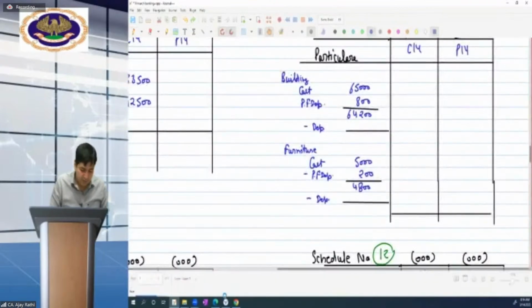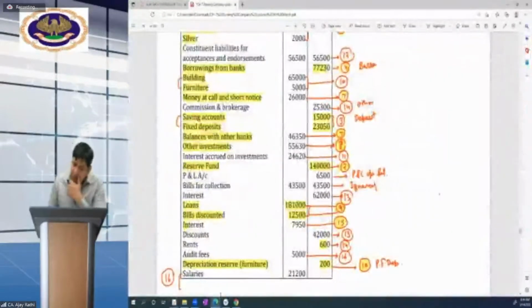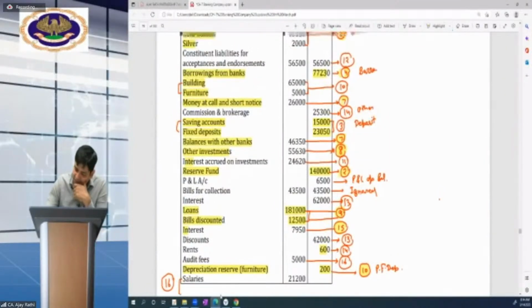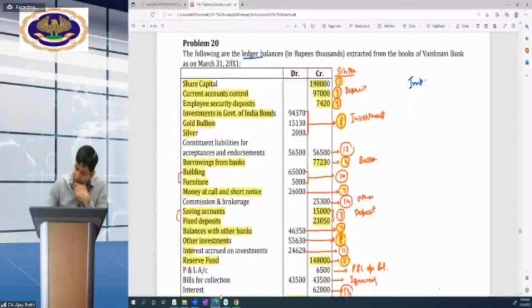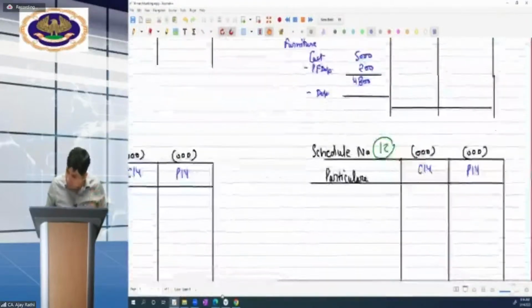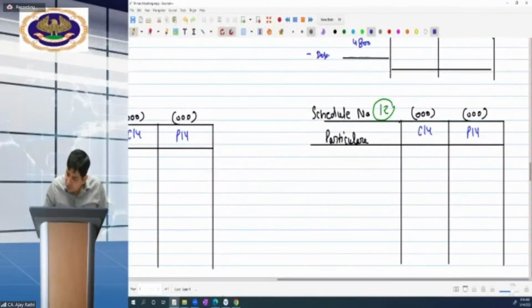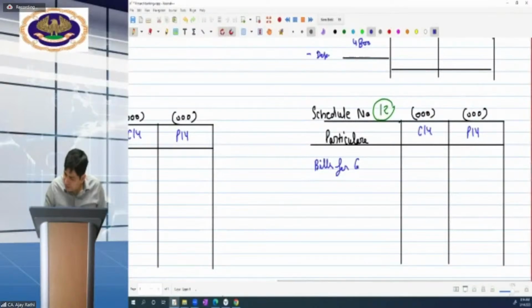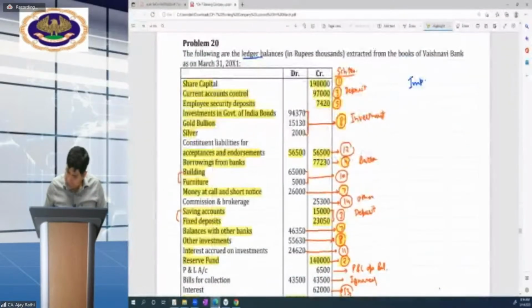Next. Then interest, sorry, not interest. Contingent liabilities. Okay, acceptance, endorsement are there. These are contingent liabilities. Go to schedule number 12. Contingent liabilities. Bills for collection. That is 56,500.